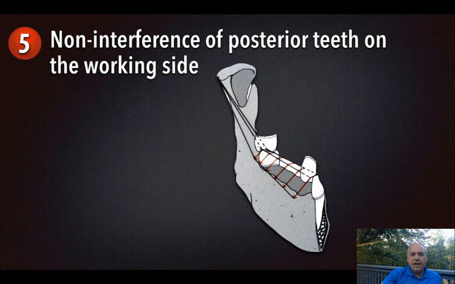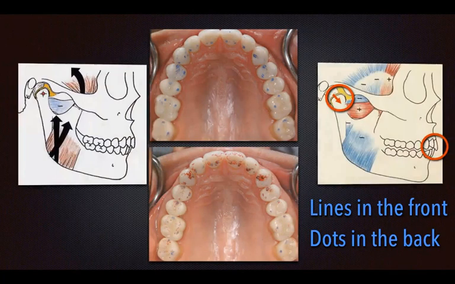The last one is non-interference of posterior teeth on that working side. We'll talk about times where we maybe want to have back teeth touching on the working side, what we call a group function. But for now, let's just focus on the fact that we really don't want back teeth to rub. And then we'll get into the exceptions to the rule later.